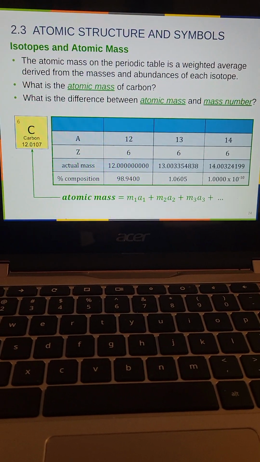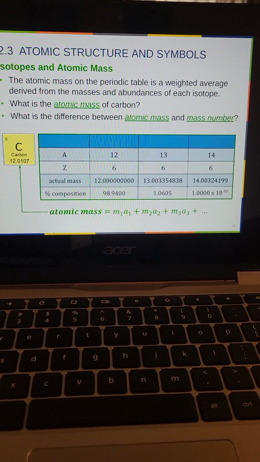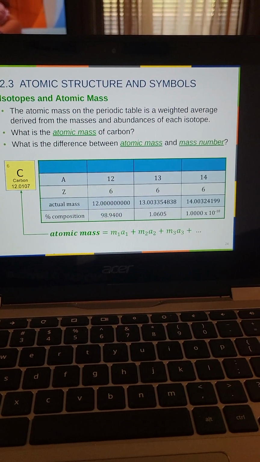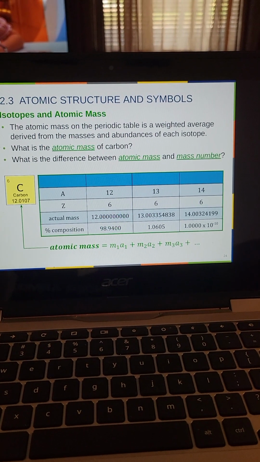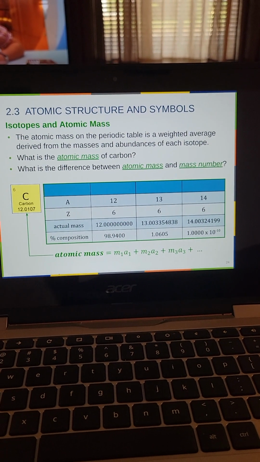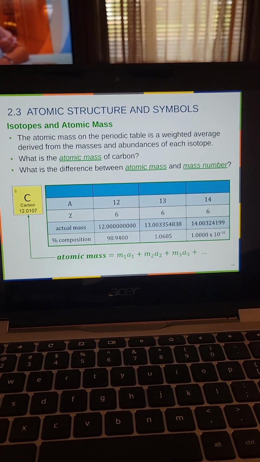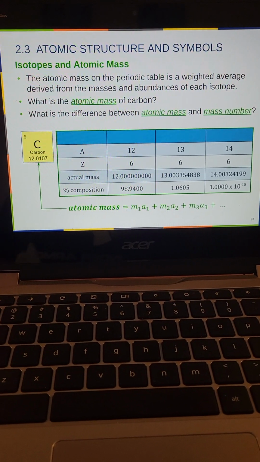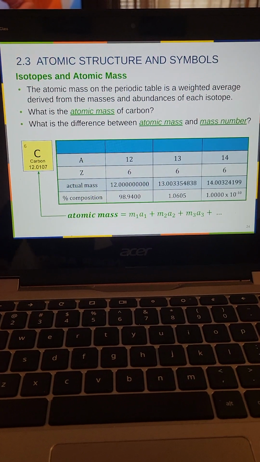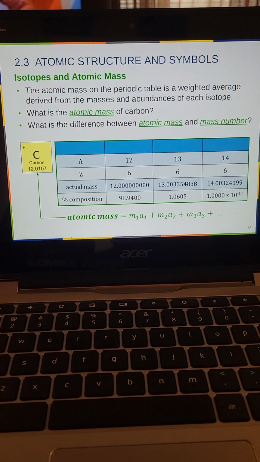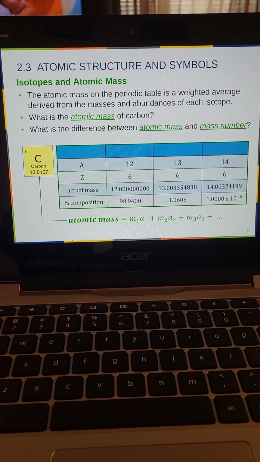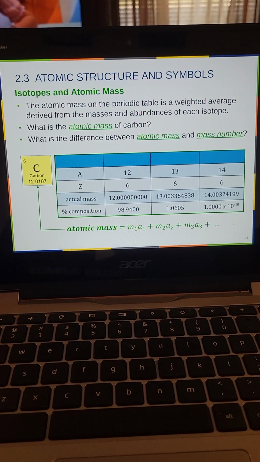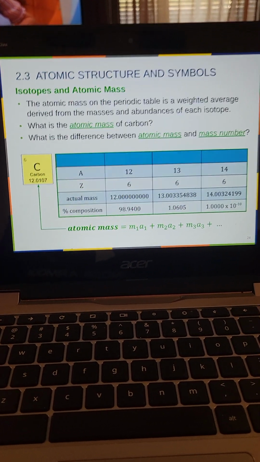Hello. So today we're going to go through slides starting at 24 and talk about how the atomic mass is calculated. So we did do this last year in regular chem, but hopefully you'll remember a little bit of it when we go through it.